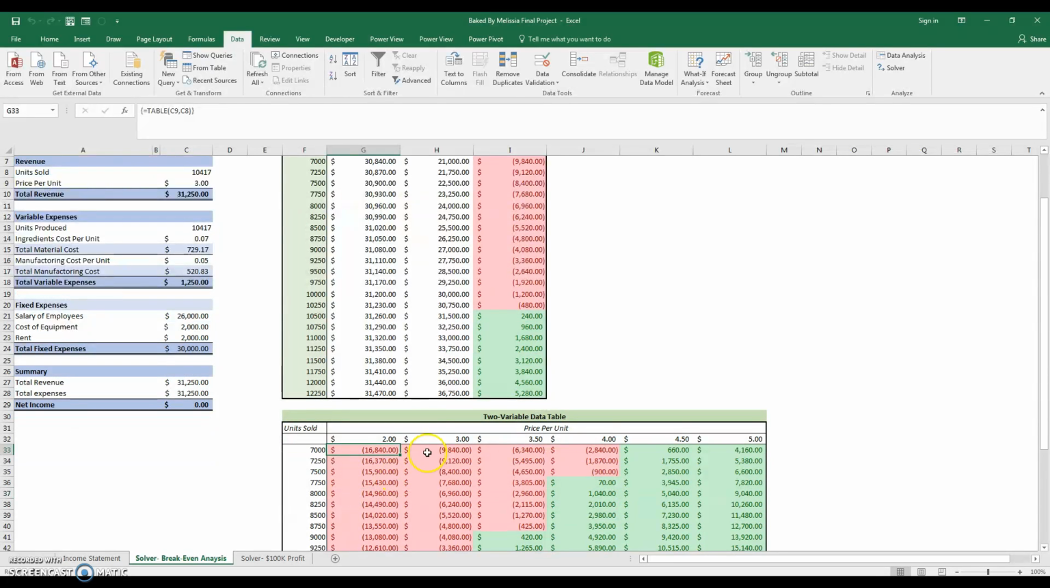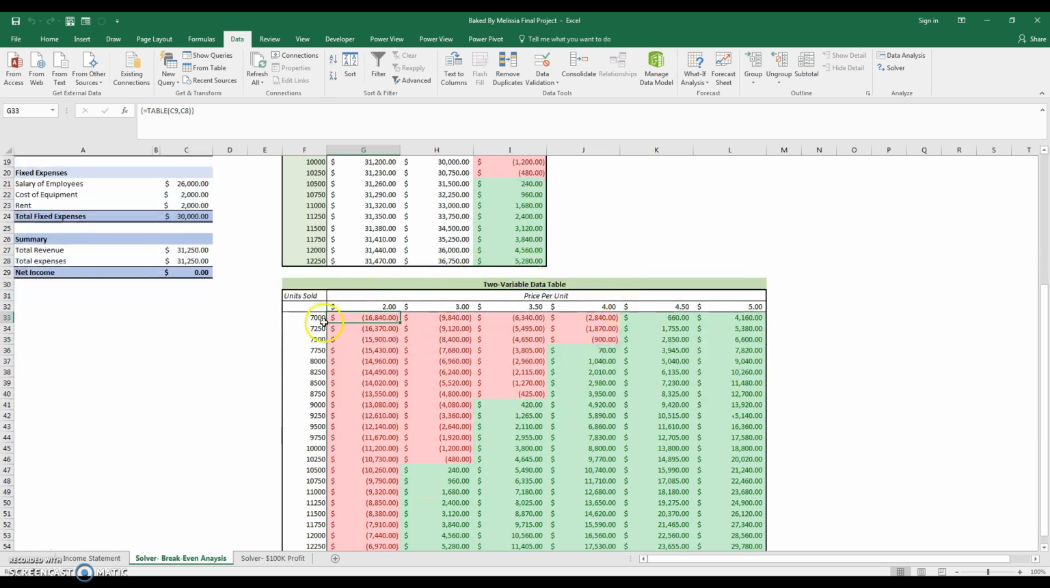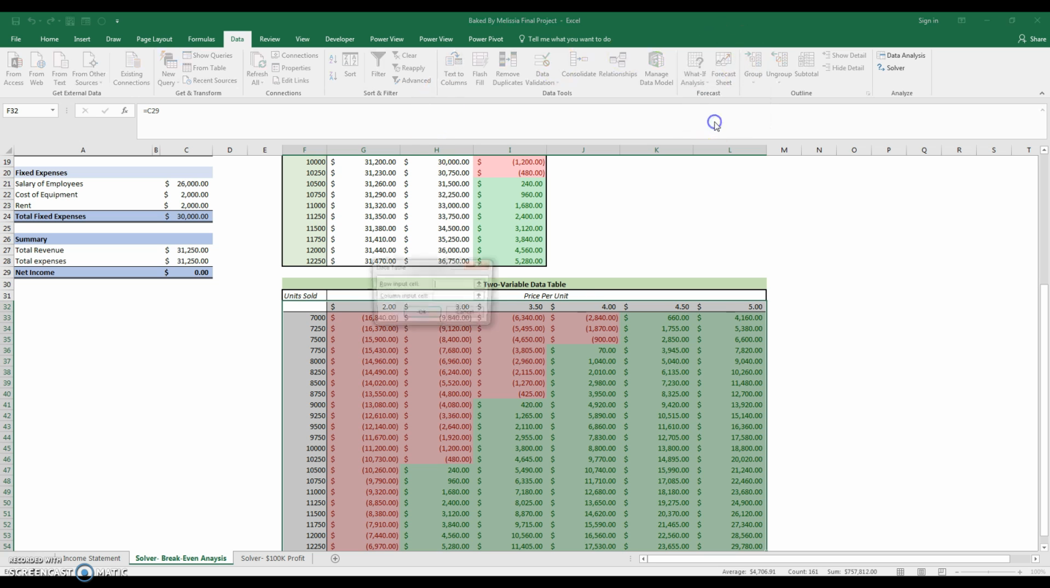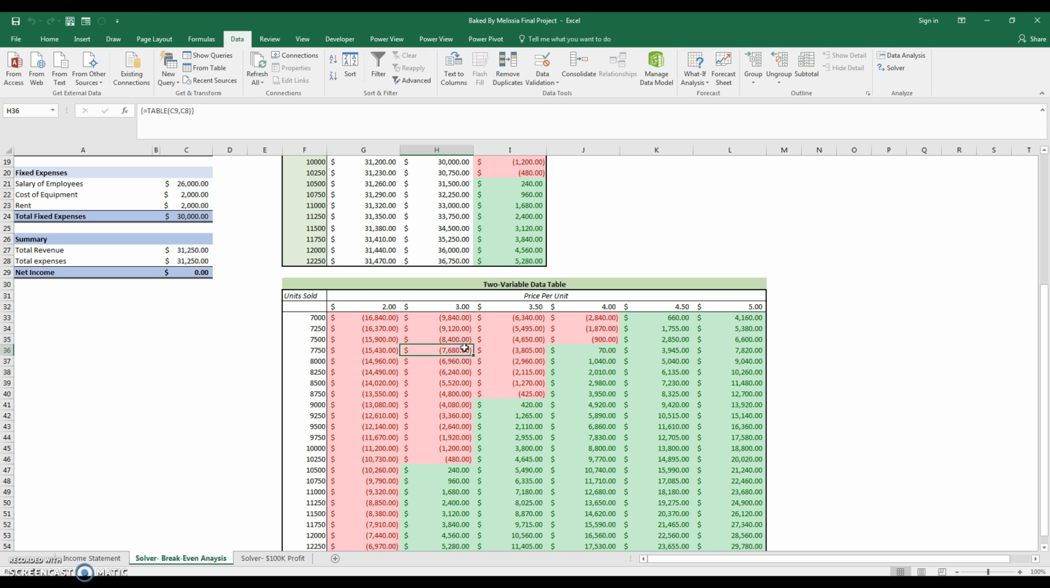So with that being said, below here I had a two variable data chart, and this two variable data chart is the same thing as what I did before, except we use two variables instead of one. The two variables that we use are the units sold, shown on the columns, and price per unit, shown by row. And here I did the exact same thing, which is use the data table, put the row as price per unit and columns as units sold, and this gives you a better representation of our data and how many units we need to make and at what price we need to sell in order to generate a profit.